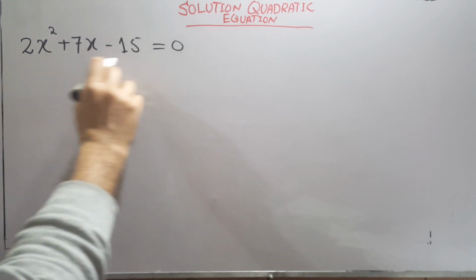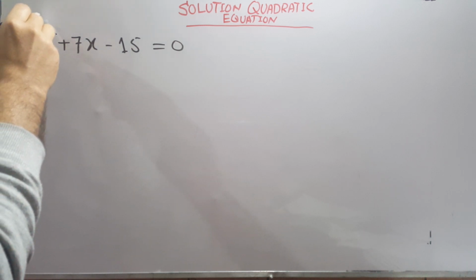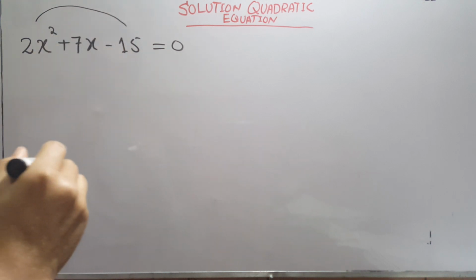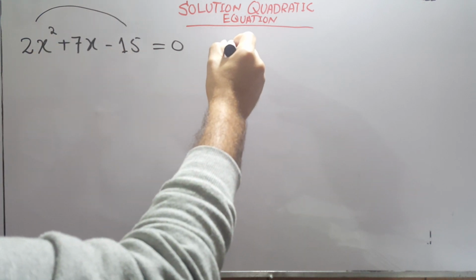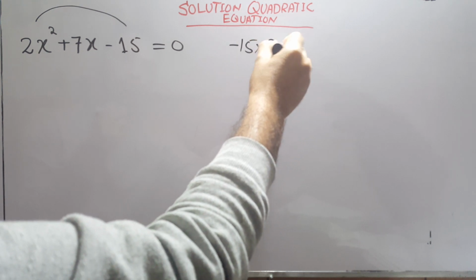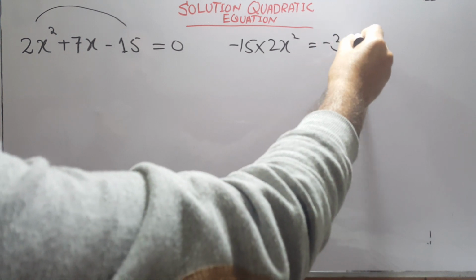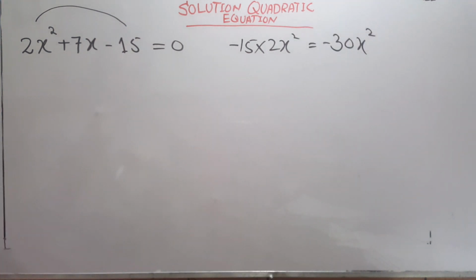So this is a quadratic equation that you have to solve. One of the factorization methods is that you multiply the first and the last one. So that is minus 15 into 2x squared, and that gives you minus 30x squared.